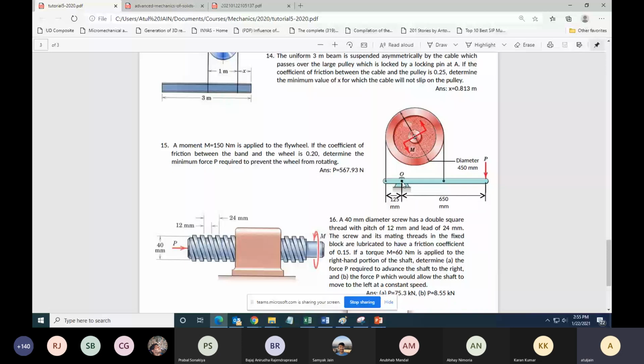You have three equations and three unknowns. The three unknowns are T1, T2 and P. The first equation comes from the free body diagram of this red flywheel, moment about the center. And now for the blue bar, take moment about point O and also summation Fy is equal to 0.